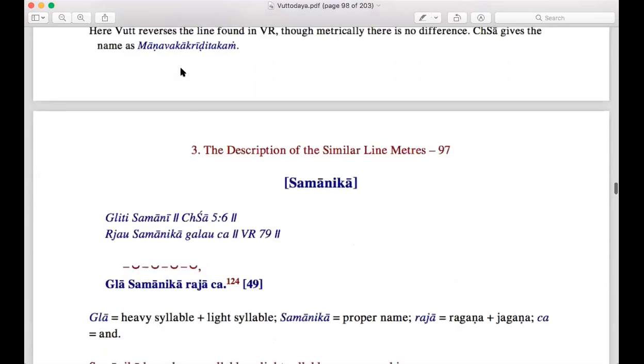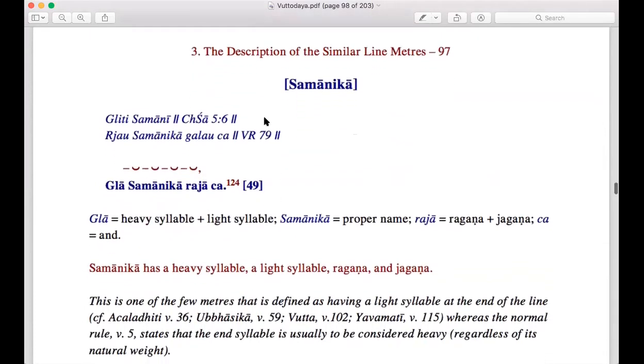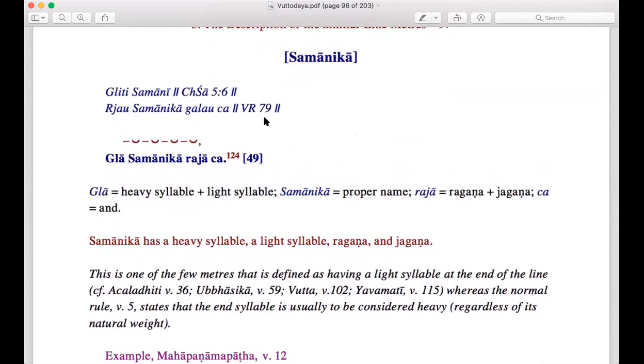Okay. So now it is the Samanika verse, still in Anutubha. Gla Samanika Rajacha. Samanika has a heavy syllable, a light syllable, Ragana and Jagana. Heavy, light, 2, Ragana, Jagana, 6, altogether 8 syllables. So that is called Samanika. Gla is garu, Sa is lahu, the heavy and light syllables. Then there should be Ragana and Jagana, right? Manika is Ragana. Rajacha is Jagana. So heavy, light, and Ragana, Jagana are there.